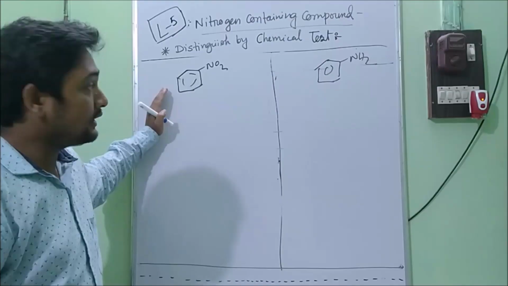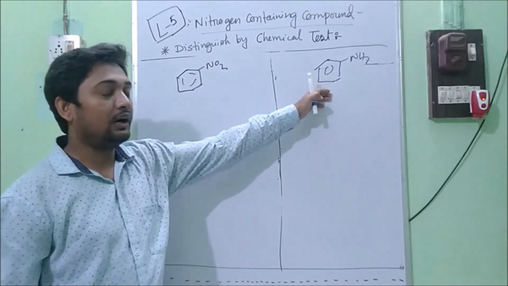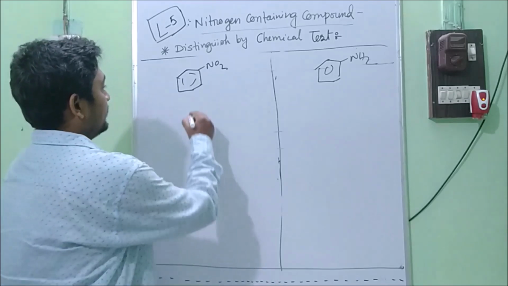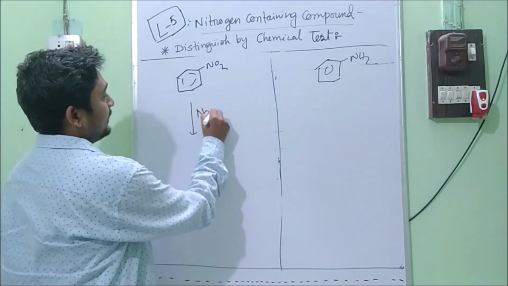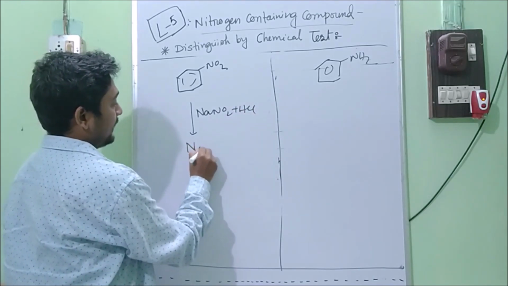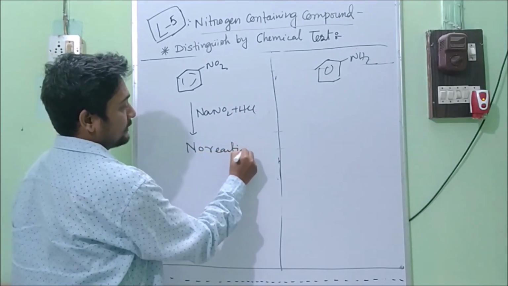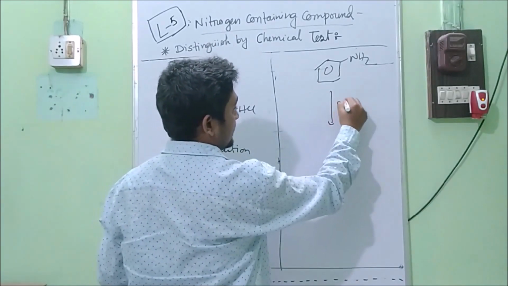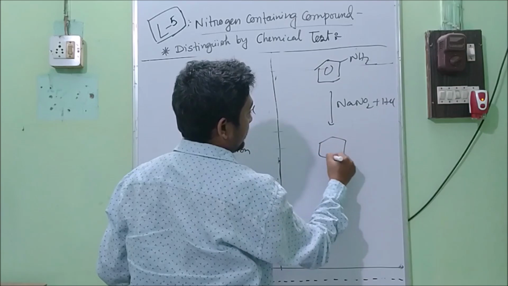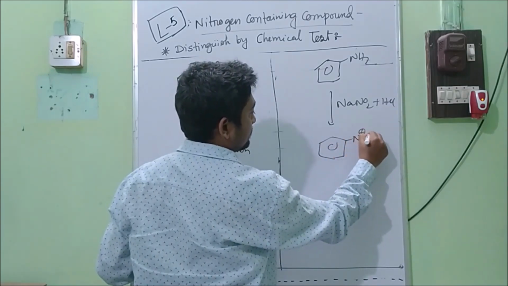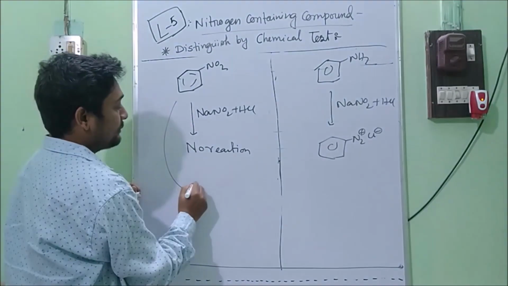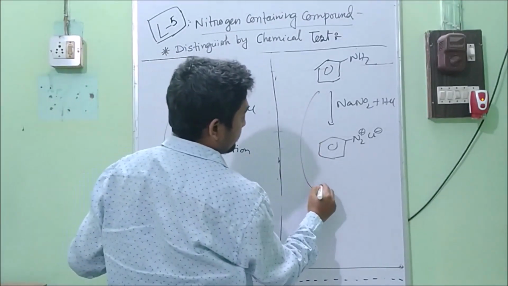Now next one is nitrobenzene and aniline. How can we distinguish these two compounds by chemical test? If we react with NaNO2 plus HCl, then it will not react. That means there will be no reaction. But if you react with these, then there will be a reaction and you will have a diazonium salt. Okay, again, it will give the Mulliken-Barker test. It will not give the Mulliken-Barker test.